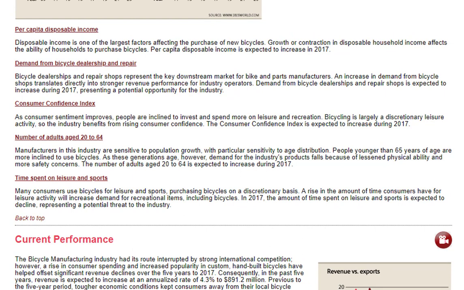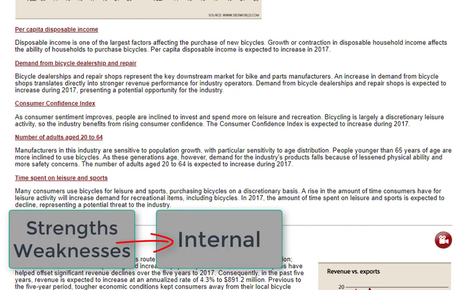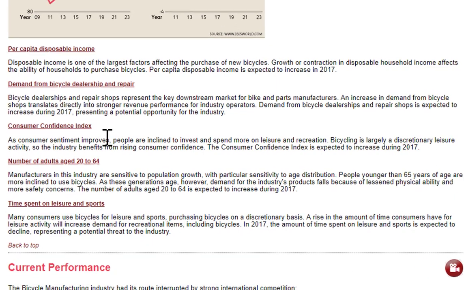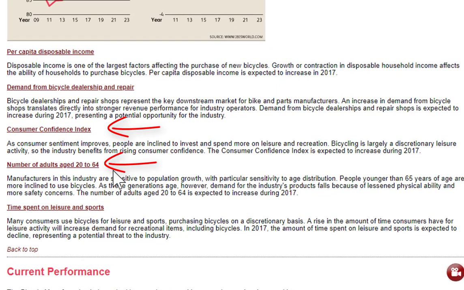If you think about a SWOT, strengths, weaknesses, opportunities, and threats. Strengths and weaknesses are internal to that company. Opportunities and threats are external. Those opportunities and threats are often what you will see in some of the industry. So you'll see consumer confidence index, number of adults between 20 and 64. That's going to be your market. Demand for bicycle dealership and repair. Now disposable income. That is one of the largest factors affecting the purchase of new bicycles.